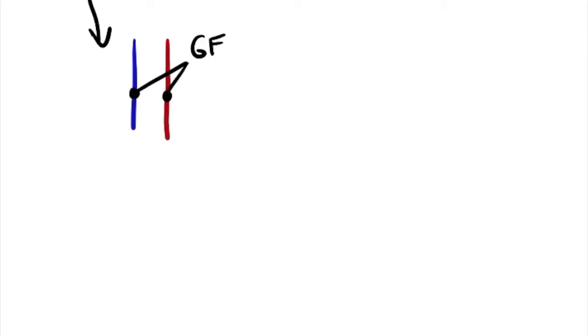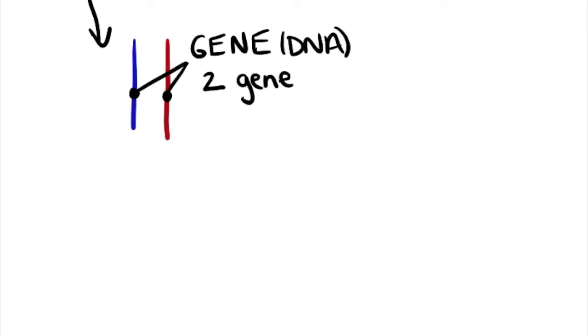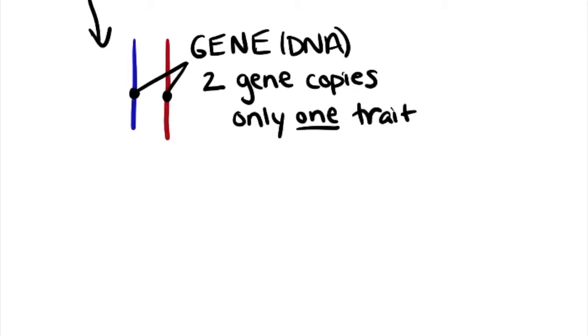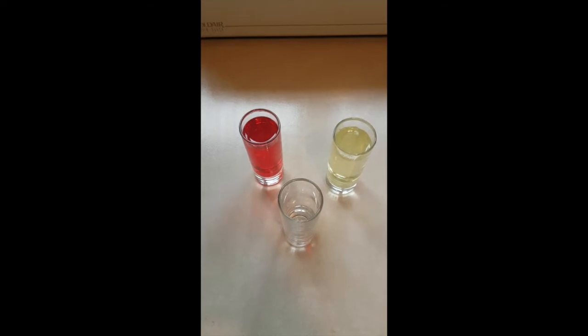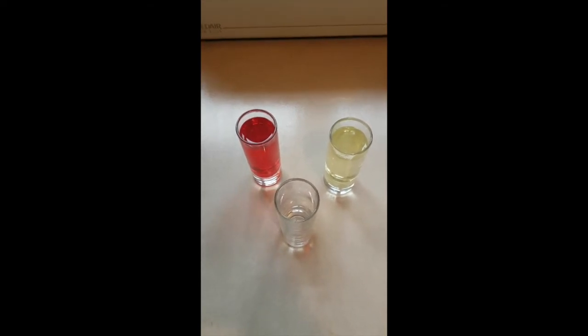So on the chromosome pairs, you have genes, or small sections of DNA that code for your trait. And because you have a pair of chromosomes, you have 2 copies of the gene. But you only have one trait that shows. How would this happen? So let's show an example of how you can go from having 2 different genes to only having one trait that is shown.